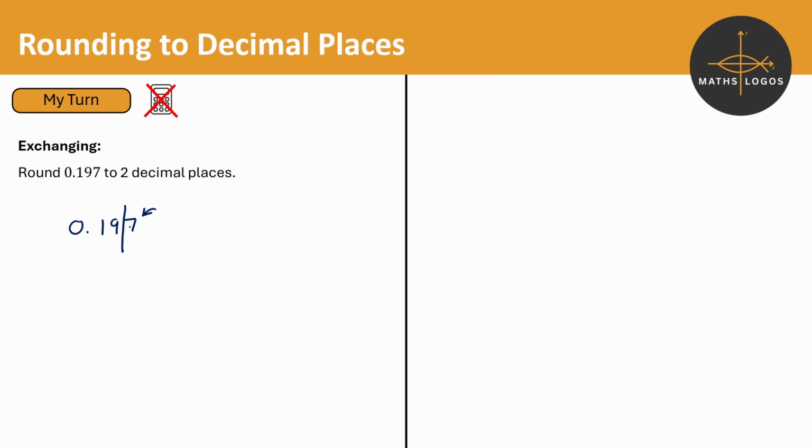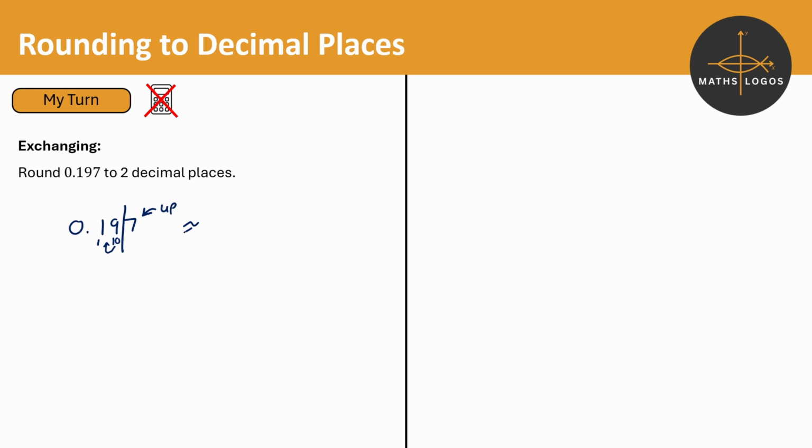Remember, if it's 5 or more, I round up. So I'm going to round up. I'm going to round up this 9 to a 10. Now, here's where we have this problem. If I round the digit 9 up to a digit 10, I can't have the number 10 in this column. So that's why I actually exchange, and I need to bring those 10 hundredths to 1/10.